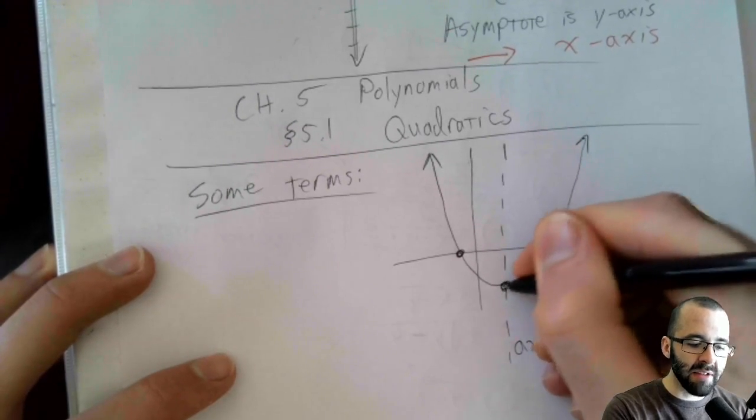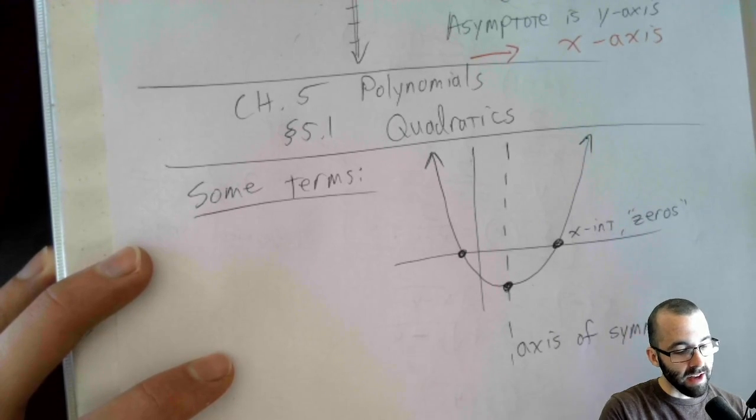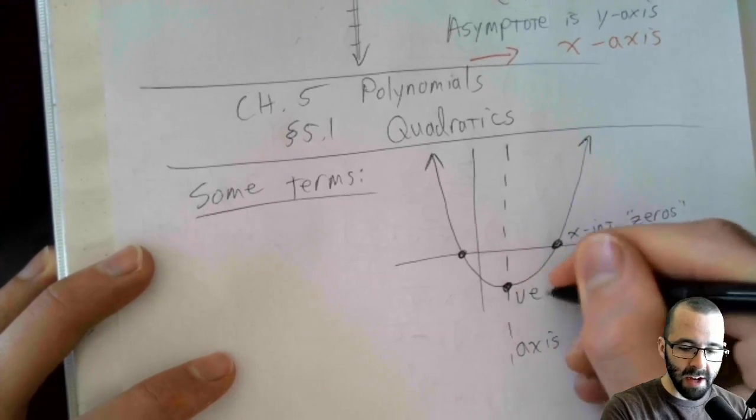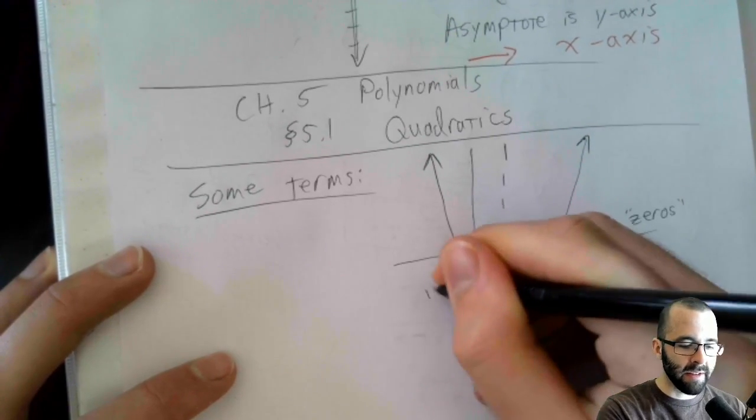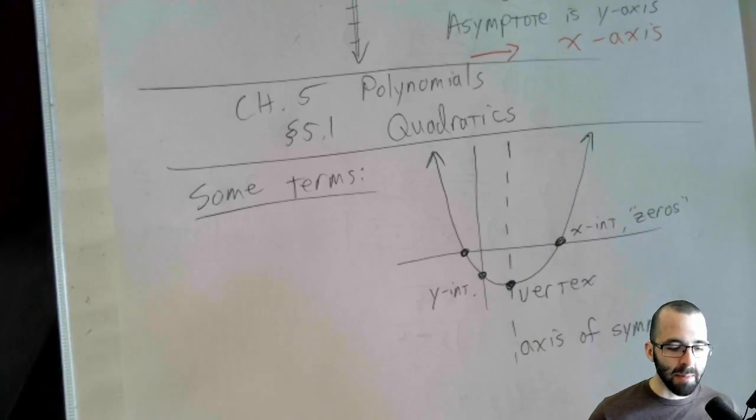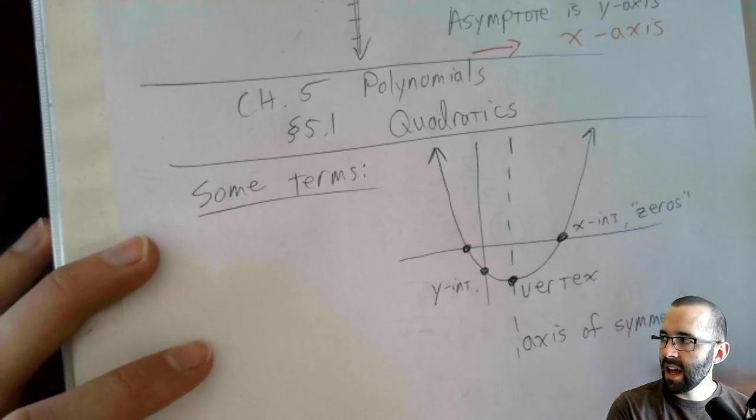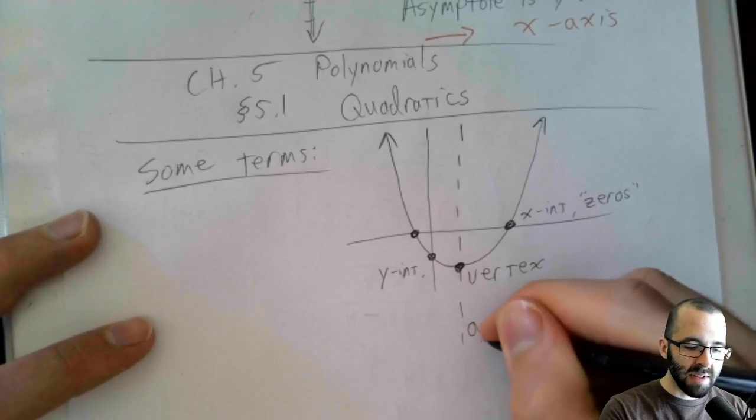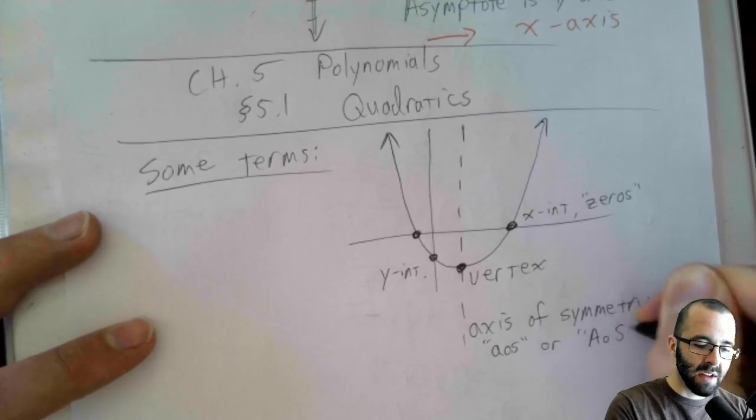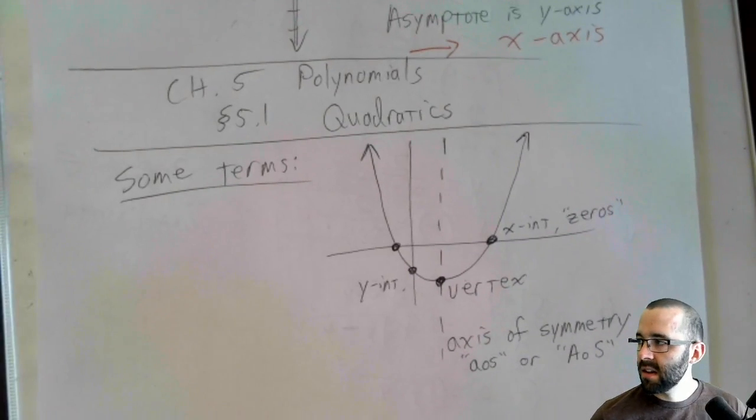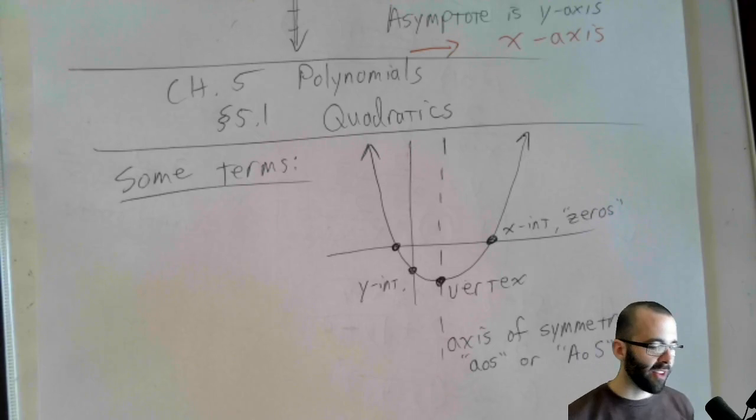Something else that we talk about is the very bottom or the very top of a parabola, which, not so coincidentally, lies on the axis of symmetry. It's called the vertex. All right, and the final thing that we talk about that you already know about, this is the y-intercept, where it intercepts the y-axis. Also, I'm never going to write axis of symmetry again. A lot of times I will abbreviate that AOS, usually with the capital letters AOS like that. Axis of symmetry takes too long to write. I don't have the patience for that.